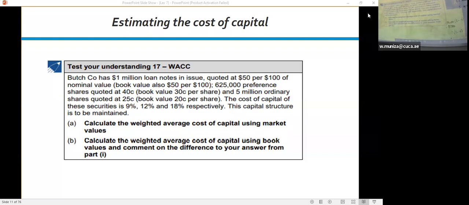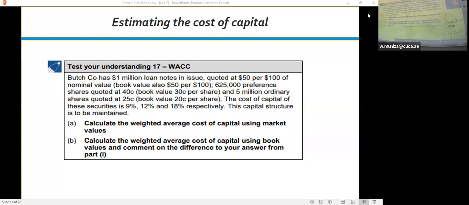Then 625,000 preference shares. The second source of finance is preference shares. Students, be focused on this thing. Sometimes they are not giving us value but the number of certain marketable securities, so please focus on this point. Sometimes students are not focused and they make these types of mistakes, and their whole question becomes wrong.